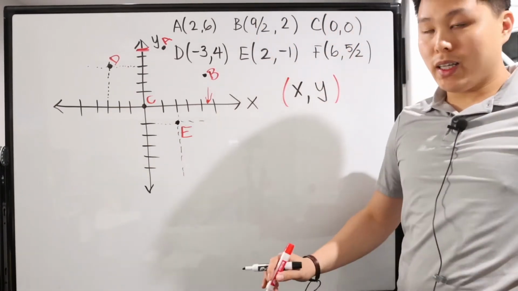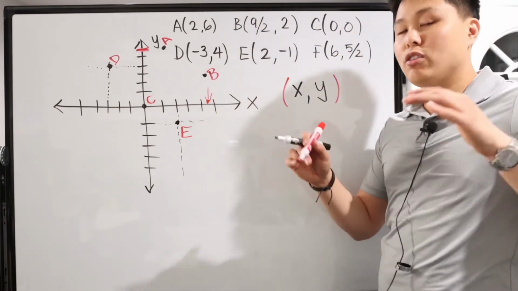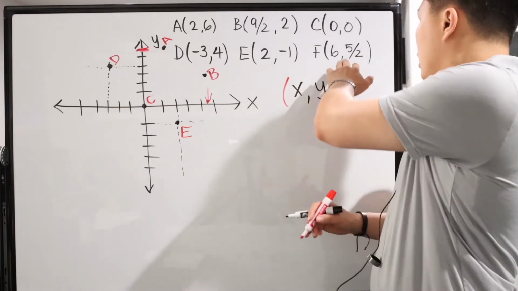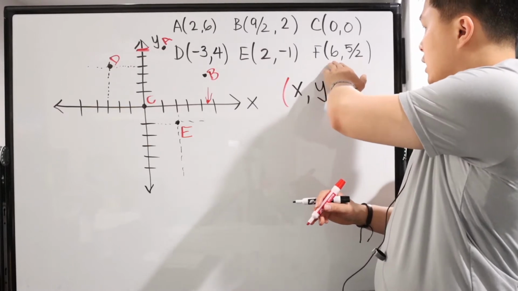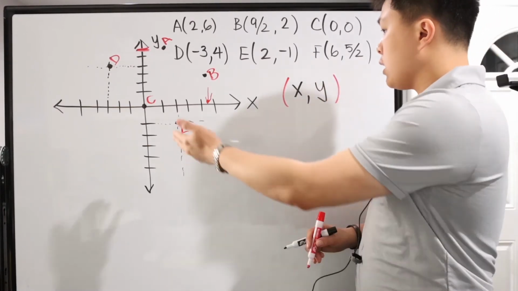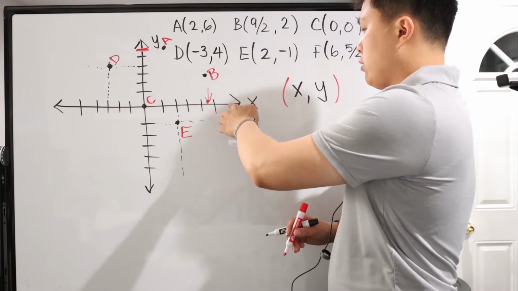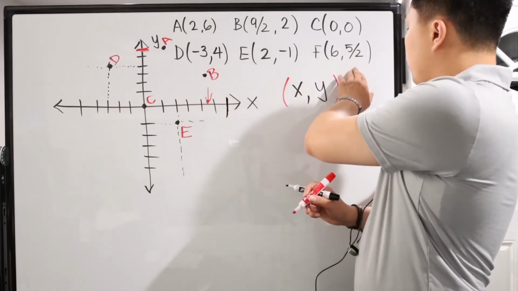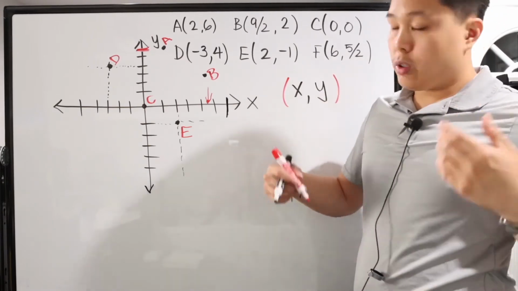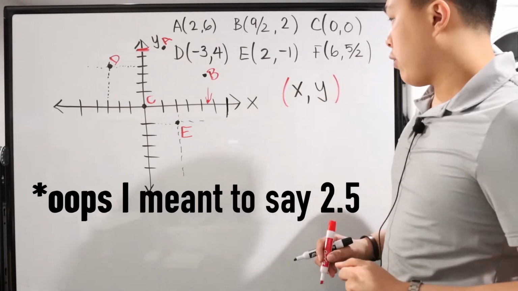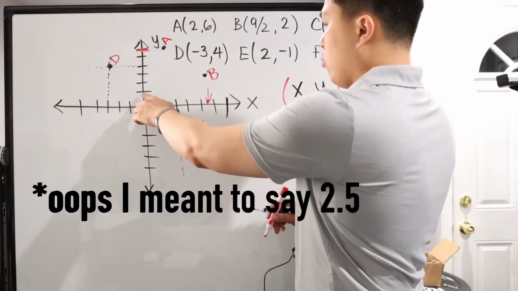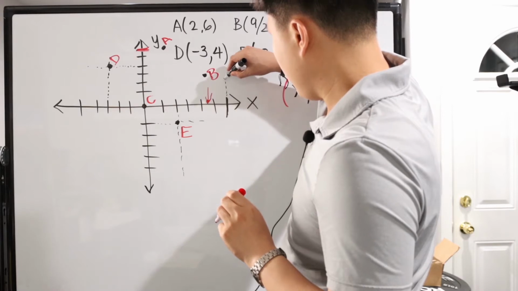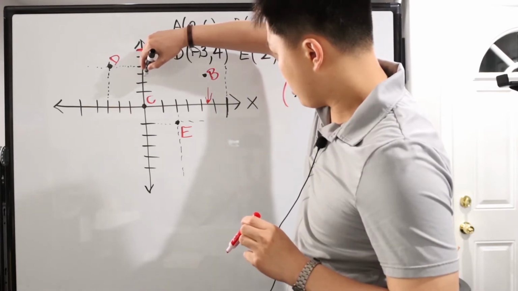Now, the last one, once again, a fraction, not that scary. As long as we change it to decimals so that we have a better grasp of where it is, we can still graph it. F is going to be at 6, 5 over 2. 6, 1, 2, 3, 4, 5, 6. 6 is right here. And 5 over 2, when you simplify it to decimals, is 2.5. So that's 2.5, 1, 2, 3 is right here, so it's halfway.